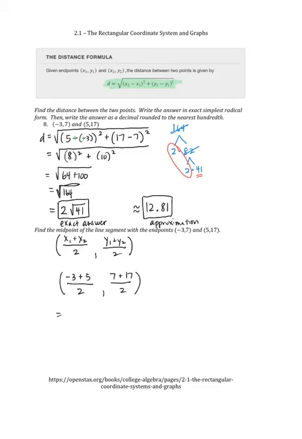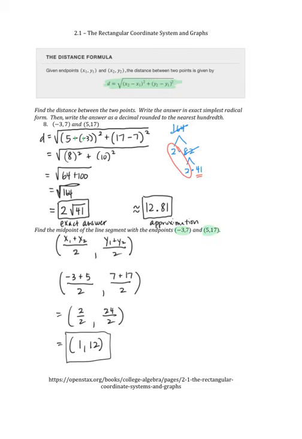All right. So negative 3 plus 5, that's 2. 7 plus 17, that's 24. And so when we simplify these fractions, we get (1, 12). So (1, 12) is the midpoint between the 2 points given, (-3, 7) and (5, 17).